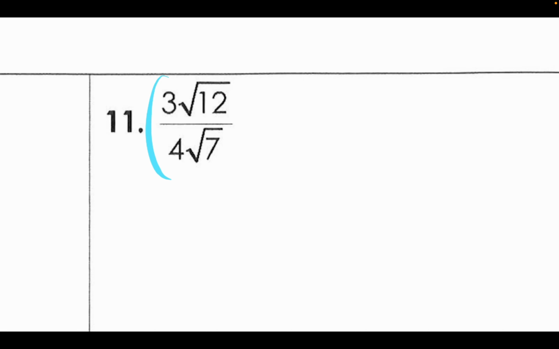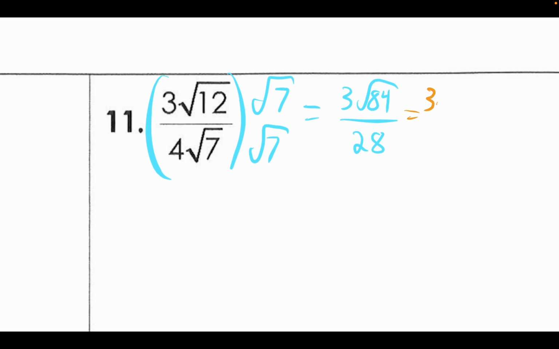I'm going to go ahead and multiply the top and bottom. Here I only need to multiply by the square root of 7 though. And the reason why is I'm not concerned that the 4 is down there. I'm only concerned that the square root of 7 is down there. So in the numerator, I'm going to have 3 times the square root of 84. In the denominator, I'm going to have 4 times 7, which is 28.